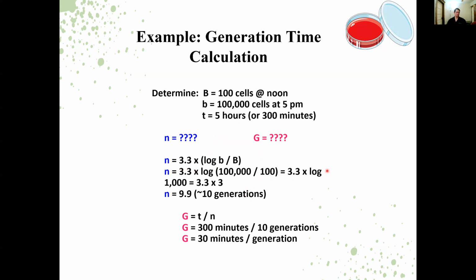Calculating this out, we'll get 9.9, which you can then approximate and round up to 10 generations. So more or less, in this time period, to result in this type of increase, you needed 10 generations to divide, essentially. Then you will take the 10 generations you just calculated and divide it by the time. Remember, your generation time is simply the time interval divided by your number of generations. Thus, you will have 300 minutes divided by 10 generations, so you'll have roughly 30 minutes per generation.